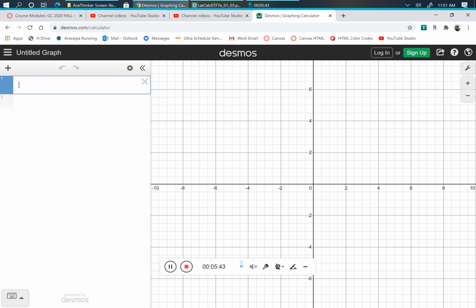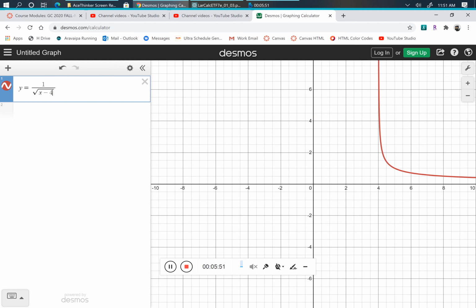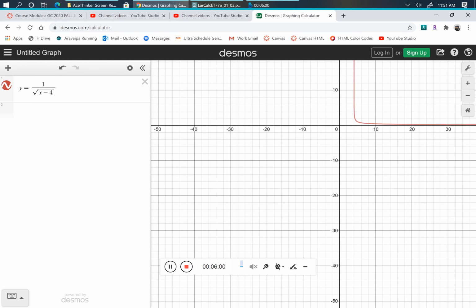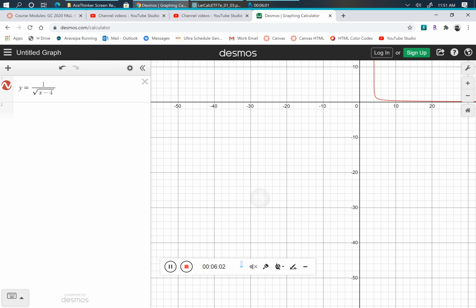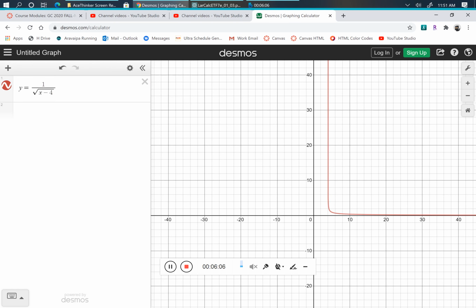So this was y equals 1 divided by the square root of x. Was it minus 4? I believe it was. And it looks like, if I zoom out, there's no piece over here in this third quadrant. There's nothing down here in the fourth quadrant. There's nothing over here in the second quadrant.